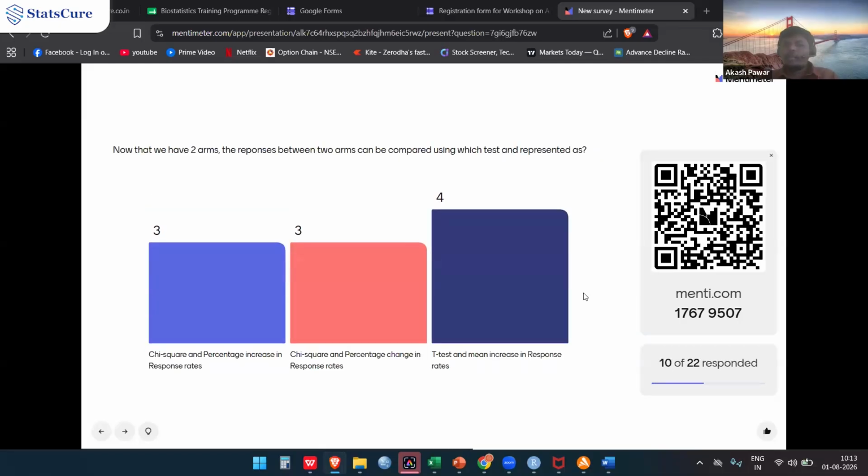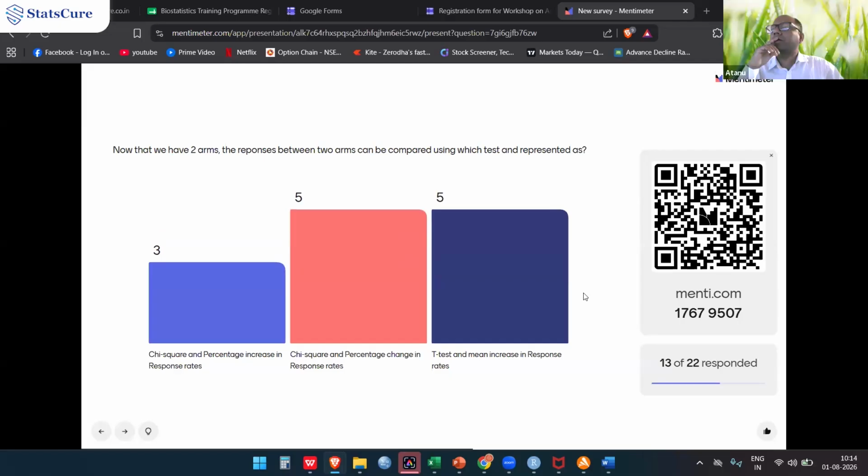Now that we have two arms, the responses between the two arms can be compared using which test and represented as. So here we see more have gone to t-test and mean increase in response rates. We have options of chi-square and representation as percentage increase in response rates. Another is chi-square and percentage change in response rates. Okay. So how we are going to present these tests is the matter of concern.